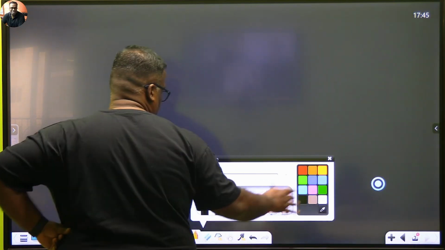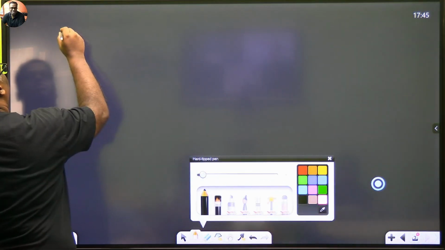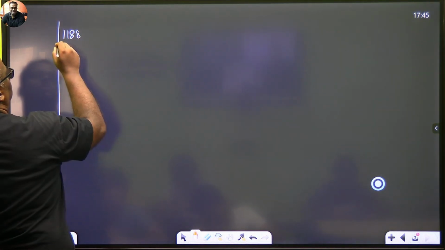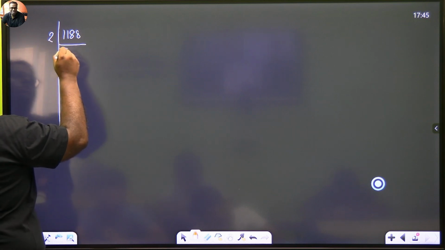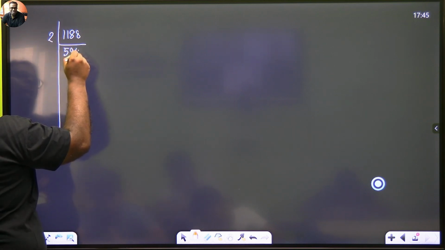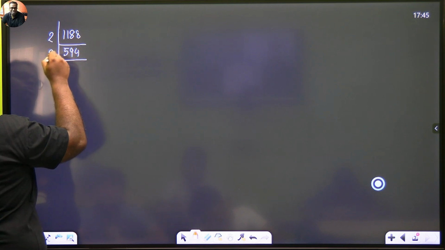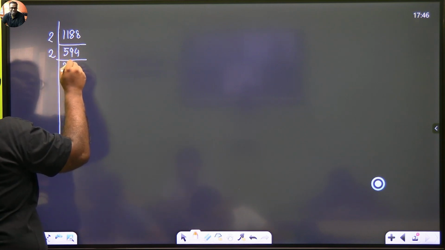So that's 1188. Straight away you start doing, this is an even number. We'll start with 2. 2 5s are 10, 9, 18, 2 4s are 8. Again even number. So 2. 2 2s are 4, 2 9s are 18, 2 7s are 14.